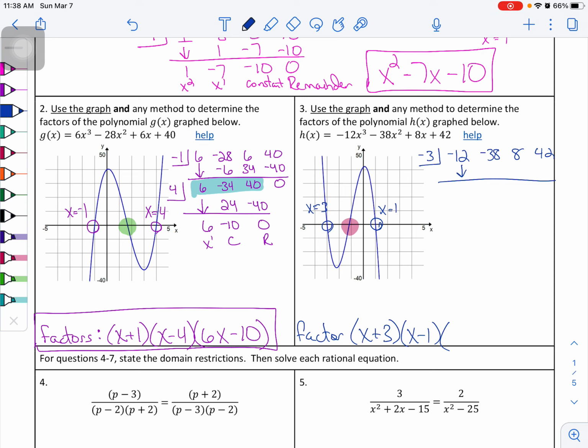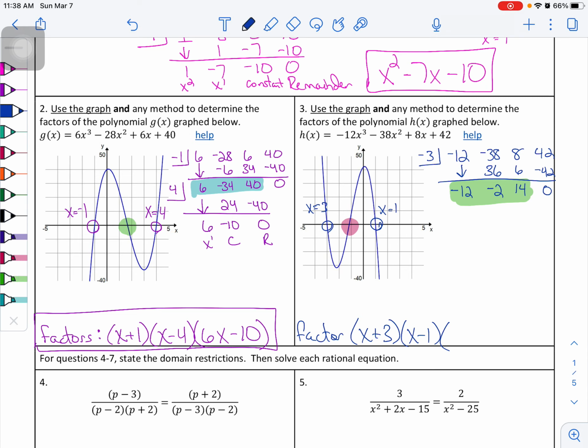I'm going to grab my coefficients here: -12, -38, +8, and then 42. All right, first one drops. So negative 12, that's going to be 36. That looks like it would be a negative 2, so that's going to be 6. I believe that's 14. Let me double check. Negative 3 times 14, it should be negative 42. All right, so that remainder is 0.